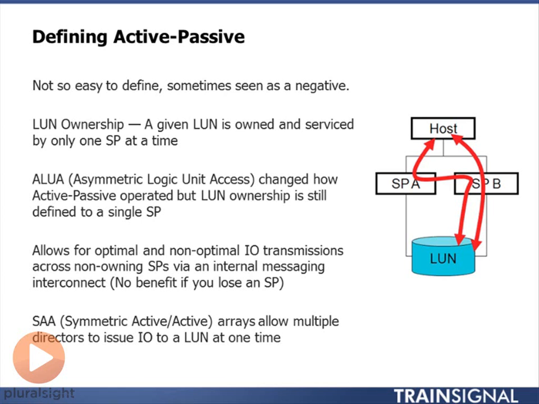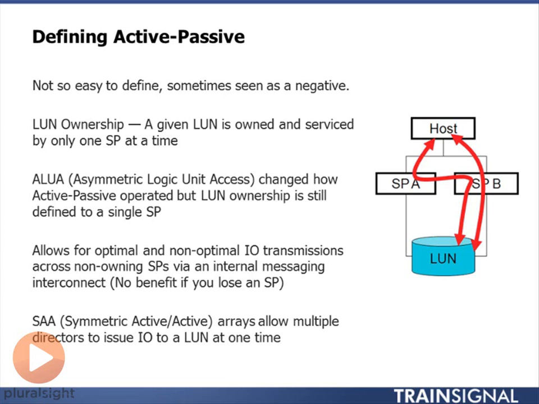So LUN ownership never changes hands with ALUA in play. If you lose an SP, it doesn't matter. You lose B, everything trespasses, moves, migrates, whatever you want to call it, over to SPA. Now that host is accessing that big blue LUN across SPA. That's how it works. Now, there's this notion within ALUA of optimal and non-optimal I/O transmissions. Optimal access to that big blue LUN would be across SPB in this example.